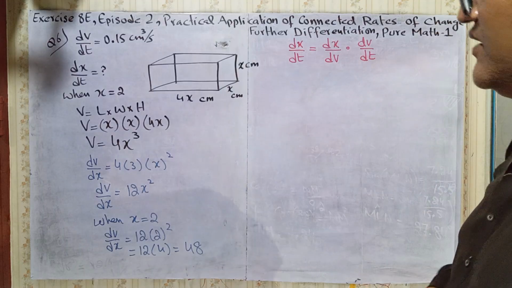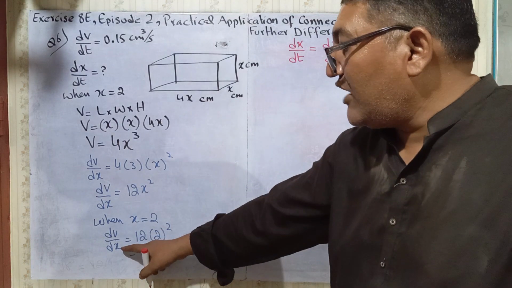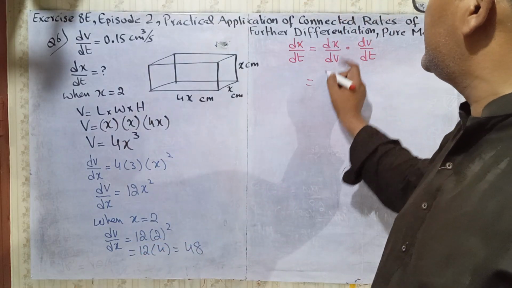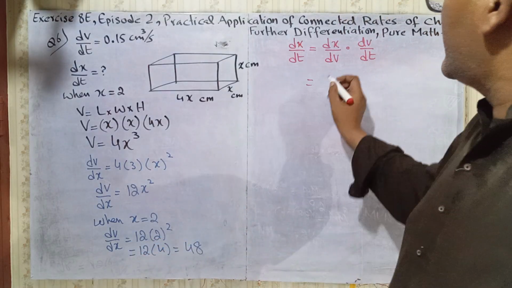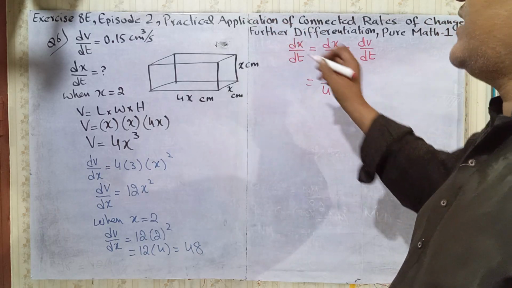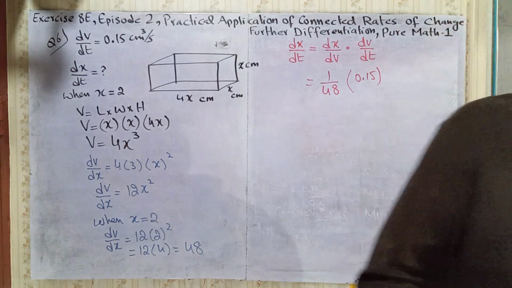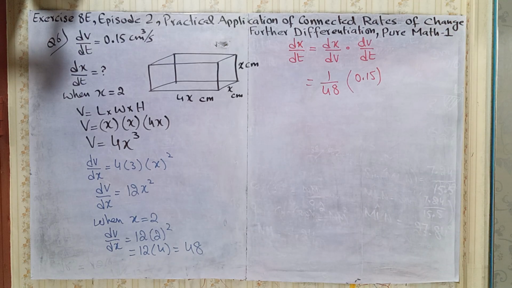So dx by dt, I know the value of dx by dV. I know here the value of dV by dx, but this is dx by dV. So you will reciprocate it. So it will be 1 by 48 and the dV by dt value is given, that is 0.15. Okay, so we will just calculate. Just enter these values in your calculator and you will get the answer. 0.15 divided by 48.